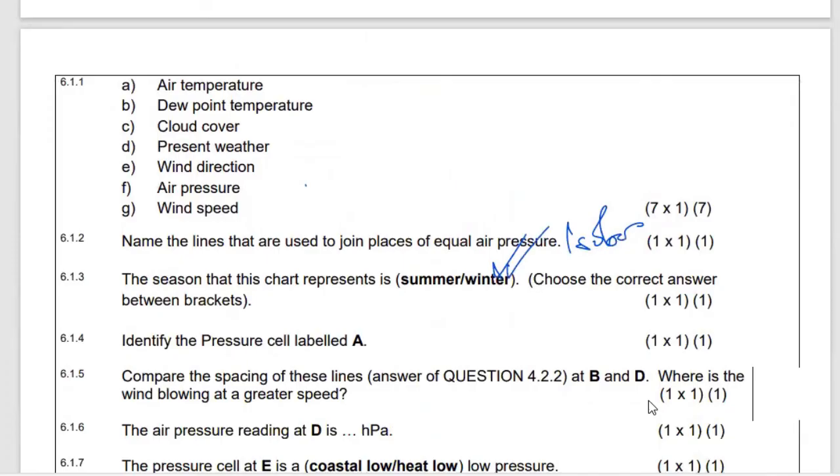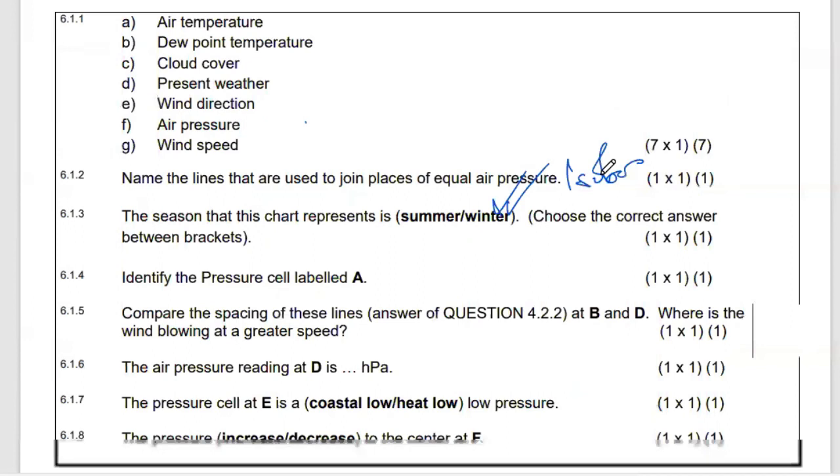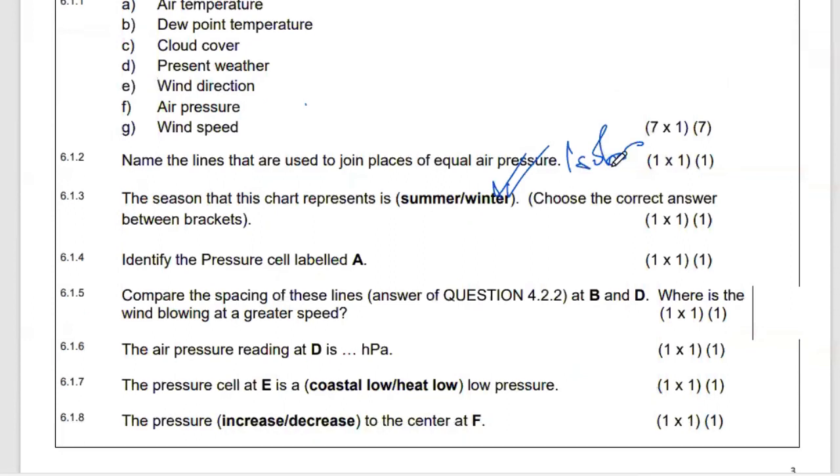Identify the pressure cell labeled A. Where is A? This one we've talked about that. Labeled A is on the east. This is the South Indian high pressure. And also, compare the spacing of these lines at B and D. Where is the wind blowing at a greater speed?